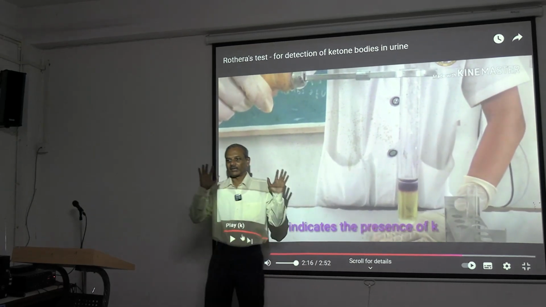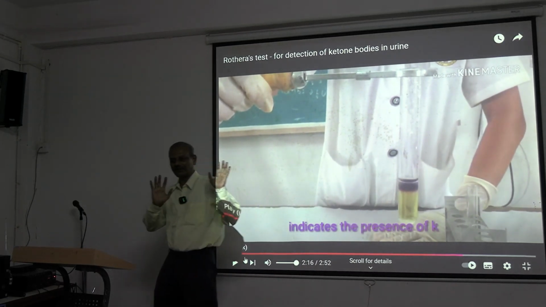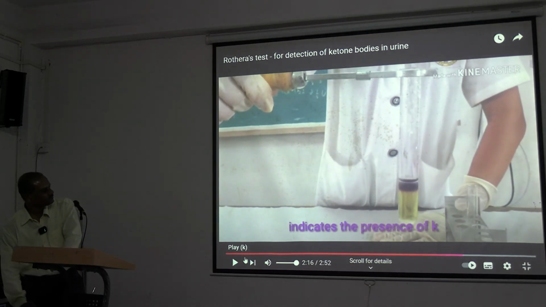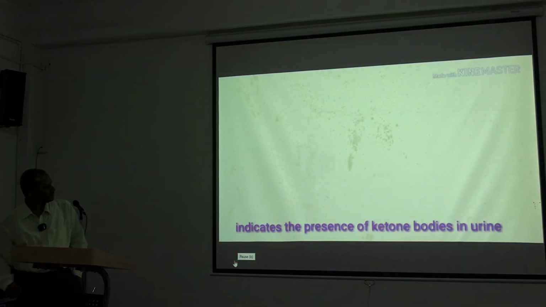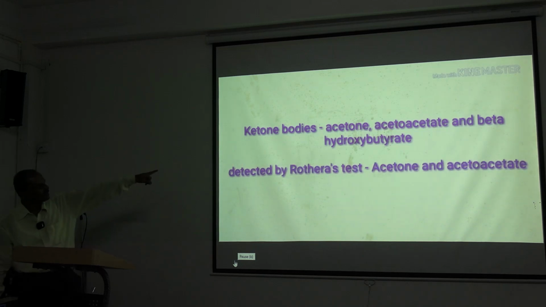At that time, do not shake the test tube. Shaking will alter that thing. You must be very much careful. So just what I have said, you just see that if this is present, that means ketone body is present. Just read what has been written here. Ketone body is acetone, acetic acid, this is read by Rothera's test.